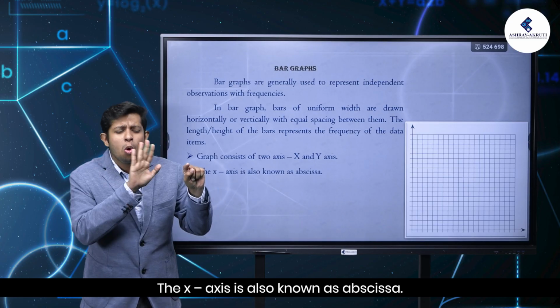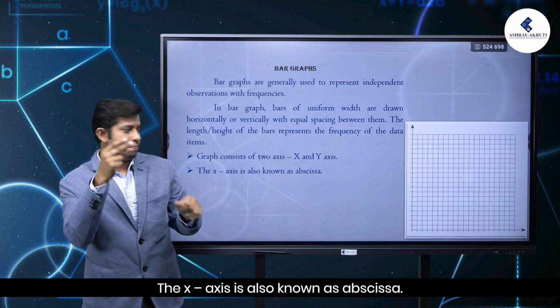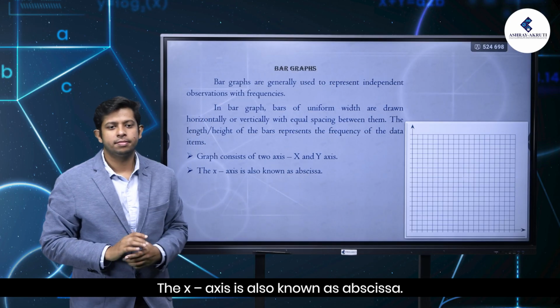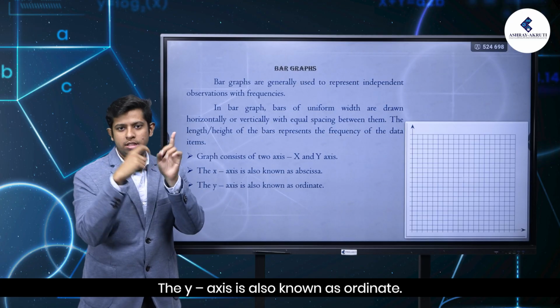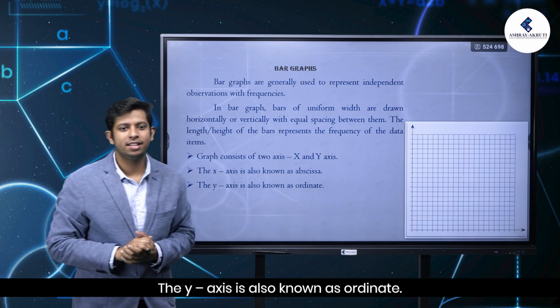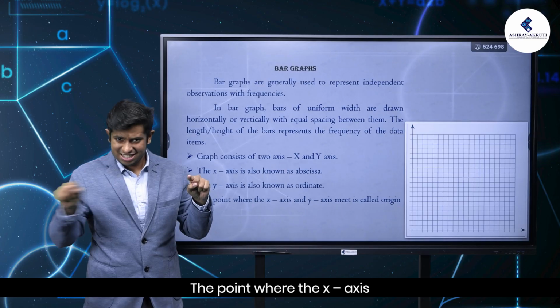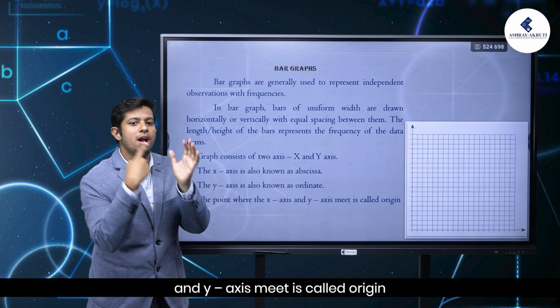The x-axis is also known as abscissa. The y-axis is also known as ordinate. The point where the x-axis and the y-axis meet is called the origin.